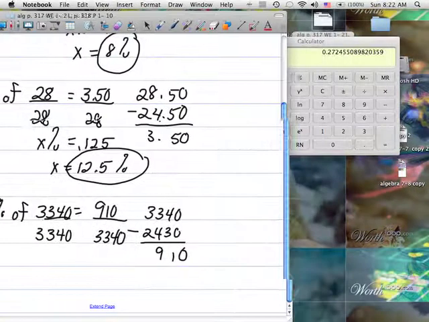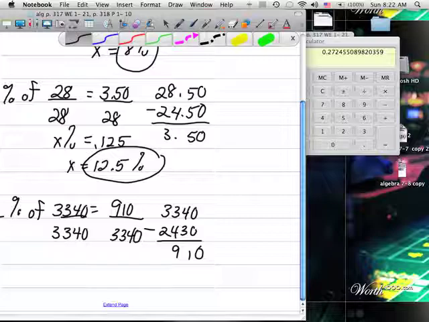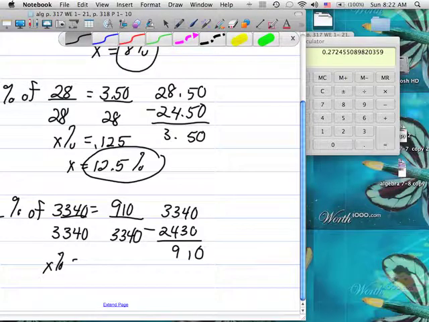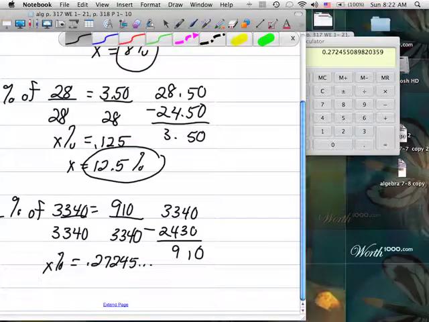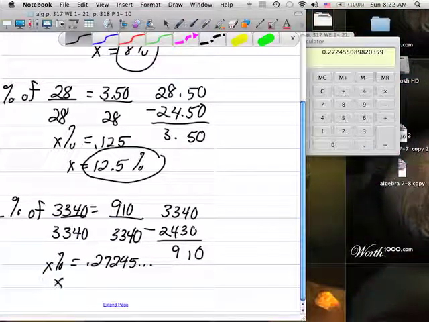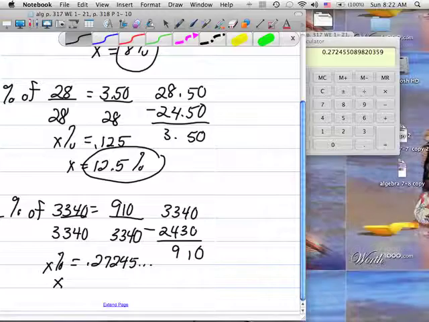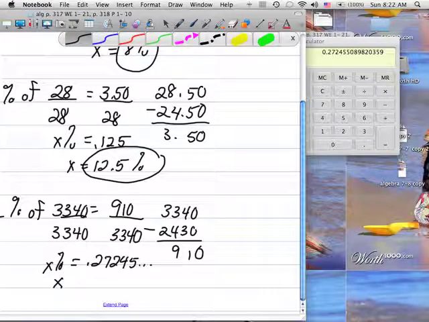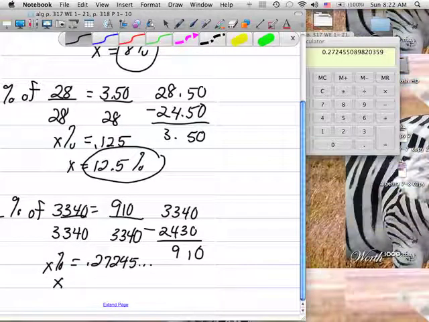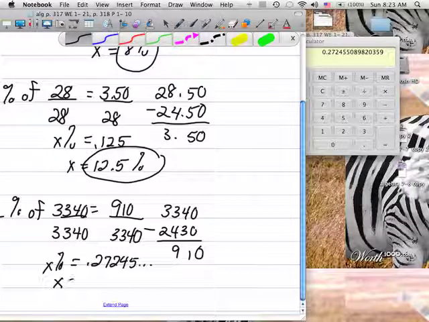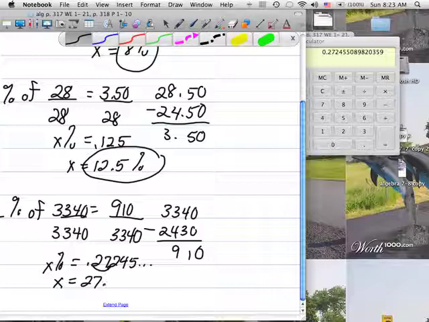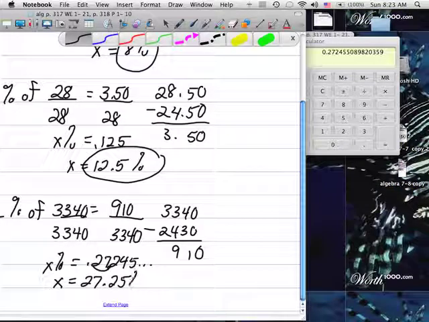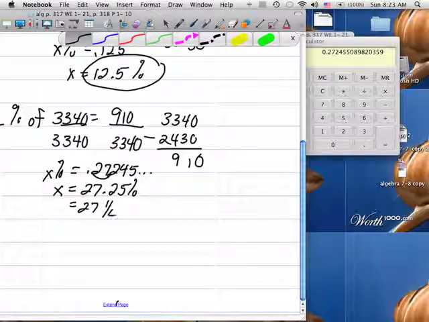So we get, I'll slide this over so I don't use the decimal. We get X percent equals 0.27245, etc. And that's a non-terminating, non-repeating decimal, which can't be changed to a fraction, so let's just round it. Let's carry it over 2 places, 27, and rounding it to the nearest hundredth is 27.25%. About 27.25%.